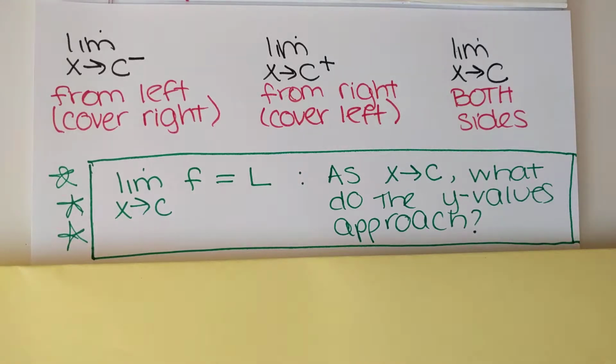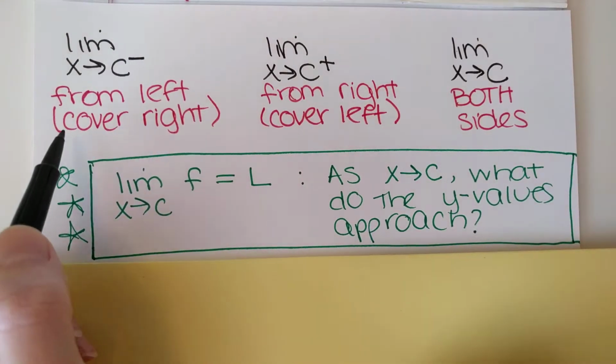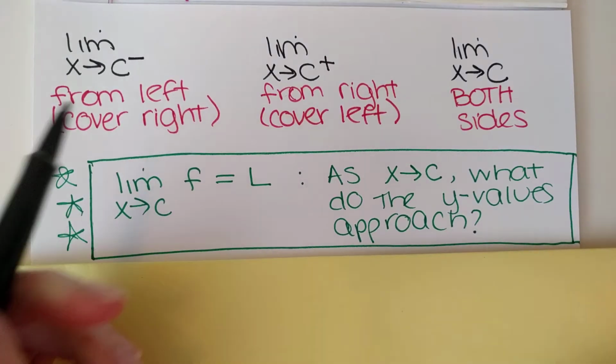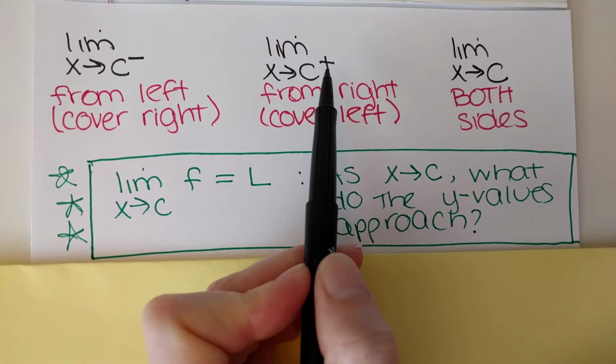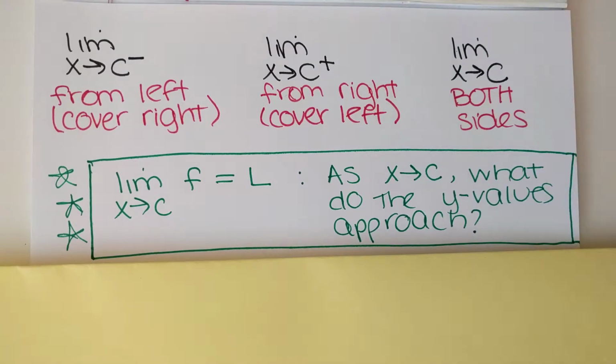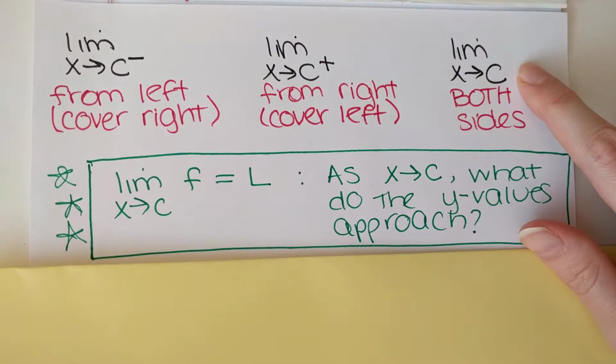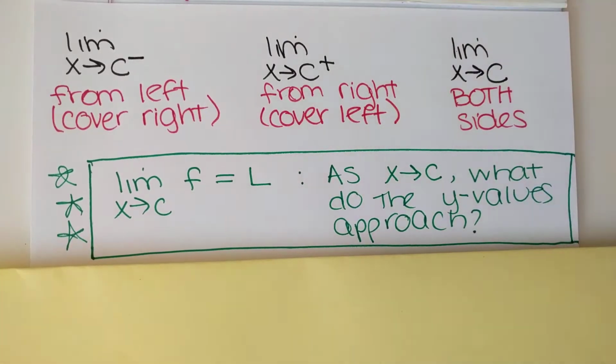Limits. So if we have a negative superscript, that means we're coming in from the left and we'll cover the opposite side. So we'll cover the right-hand side. If we have a plus superscript, we're coming in from the right-hand side, and so we will cover the opposite side, which would of course be the left. And when there is no superscript, it's just x going to c, we look at both sides. So limit from the left, limit from the right, and see if they are equal.